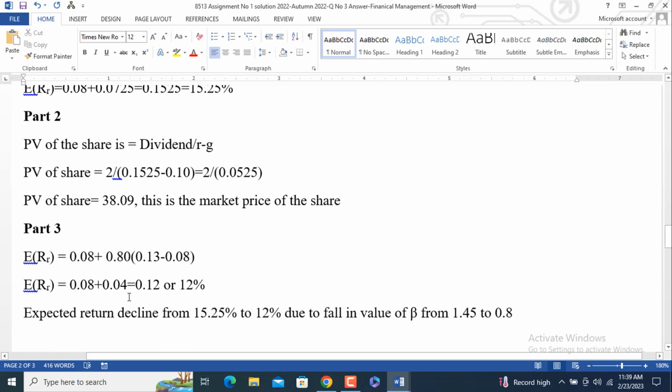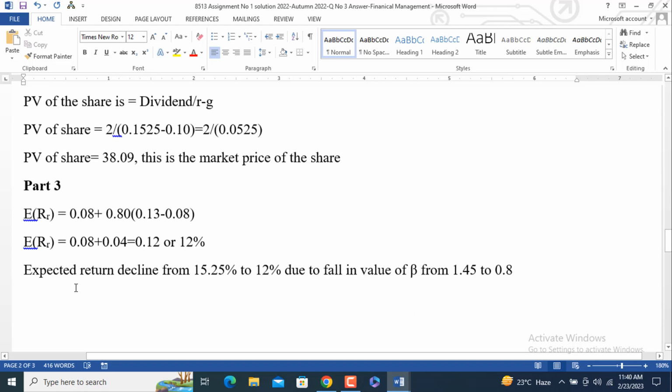Part 3 has further two parts. First we are going to determine the expected rate of return. Then using that rate we are going to determine the market price of the share at the new expected rate of return. Expected rate of return was 15.25%. So look at this. I'm going to use the same method. So 0.13 minus 0.02, 0.008 plus 0.04, because in the new conditions the beta value has been reduced from 1.45 to 0.80.